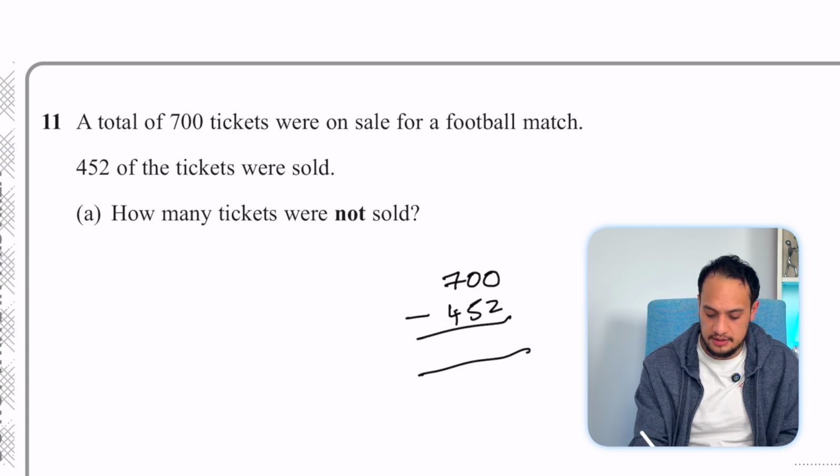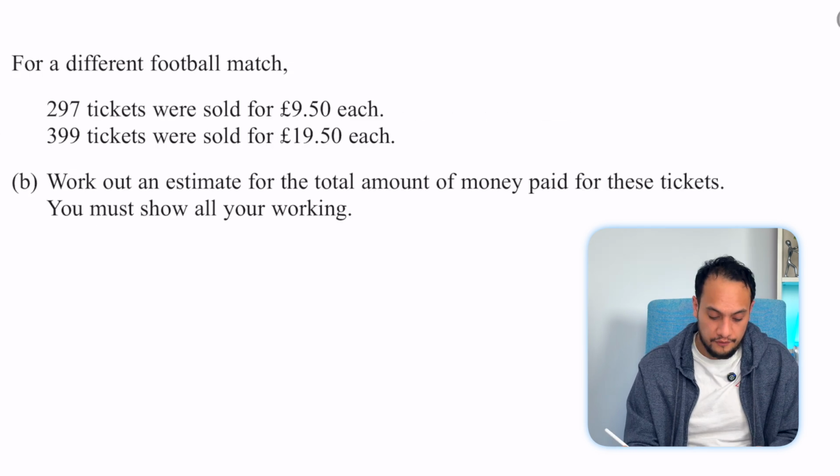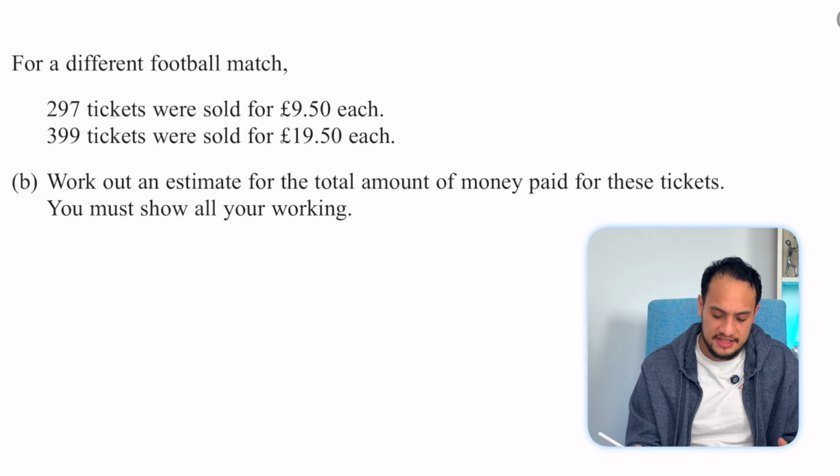In this case, we can't borrow from zeros. So we need to borrow from the hundreds column, lend down. So that becomes 10, then it becomes 9, then it becomes 10 over in the units column. So 10 take away 2 is 8, 9 take away 5 is 4, 6 take away 4 is 2. So you get 248 tickets. For a different football match, 297 tickets were sold for £9.50 each. 399 tickets were sold for £19.50 each.